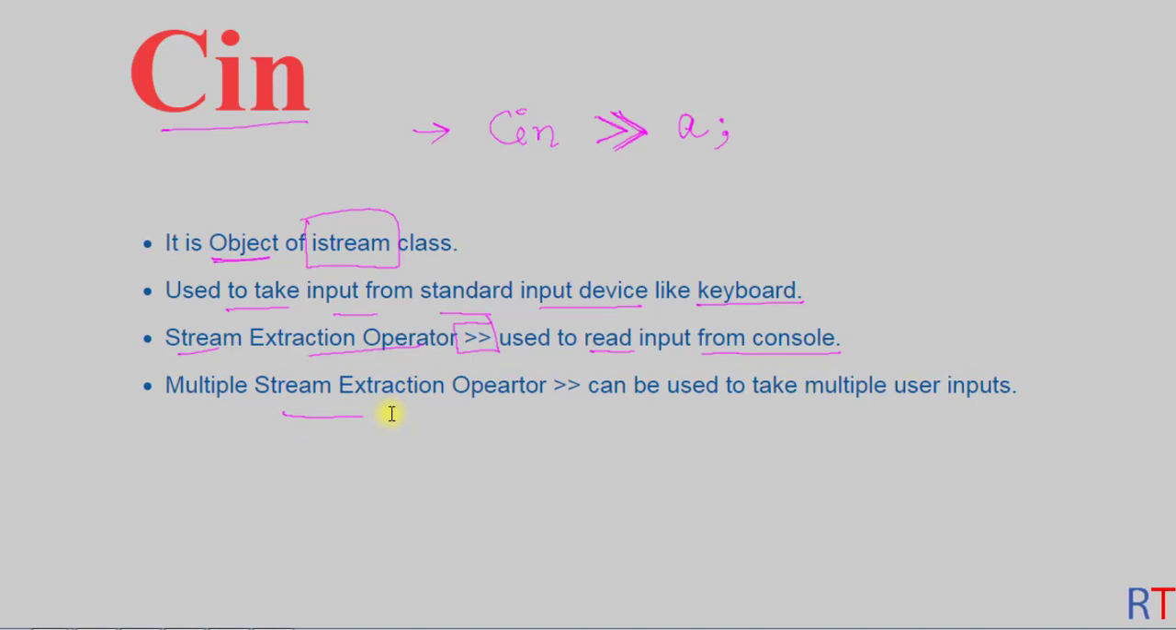And the stream extraction operator can be used multiple times to take multiple user inputs. Like in this example, we are taking one user input and storing it inside the variable a. Similarly, we can take multiple user inputs by using multiple stream extraction operators. So we can have another variable b which will be used to store a different user input. So in this statement we are taking two user inputs, and they will be stored in the variable a and in the variable b.